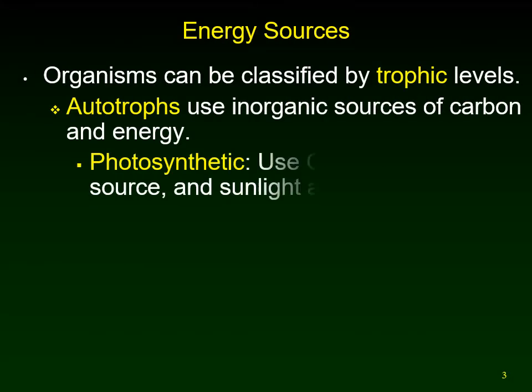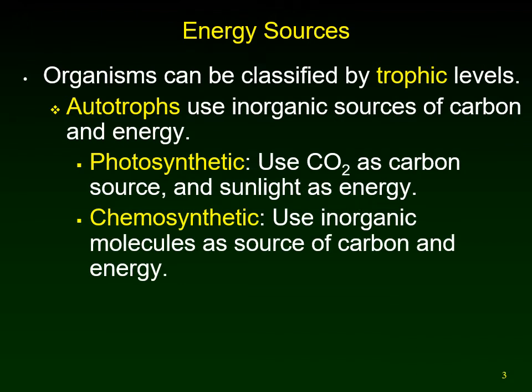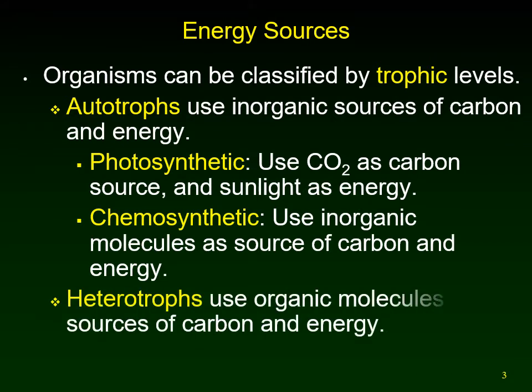A trophic level is the feeding level of an organism. It's where they get their energy from. It's a way of classifying organisms. If they're photosynthetic autotrophs, they use carbon dioxide as their carbon source and sunlight as their energy. Chemosynthetic autotrophs use inorganic molecules as a source of carbon and energy. And then in the next presentation after this one, we'll be talking about heterotrophs, which use organic molecules as both their source of carbon and their source of energy.